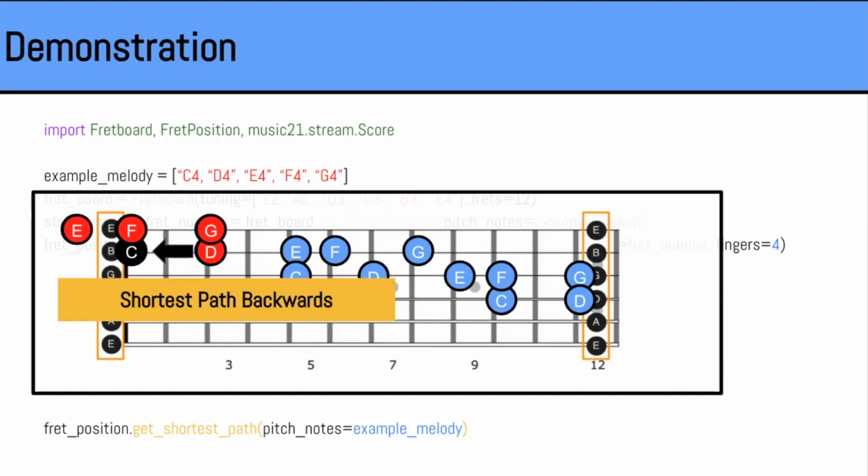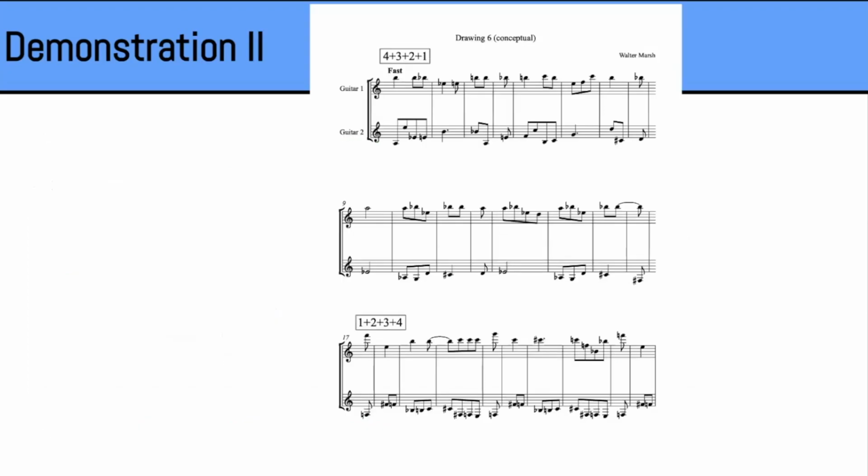The reason why we do this is because the shortest path is at least as long as the path leading back to C. So we can just run shortest path from D to get the actual shortest path. So then this C is our shortest path initial fret position. So we're going to move on to demonstration 2.